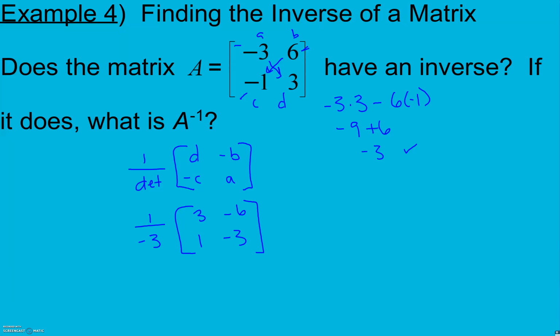Now, this negative 1/3 is our scalar factor, so we take it to each piece. And we end up with negative 1, positive 2, negative 1/3, and positive 1. Again, we took that scalar factor times each thing, so negative 1/3 times negative 1/3 here, times negative 1/3 here, times negative 1/3 here. And then I just simplified. And this is going to be A inverse.